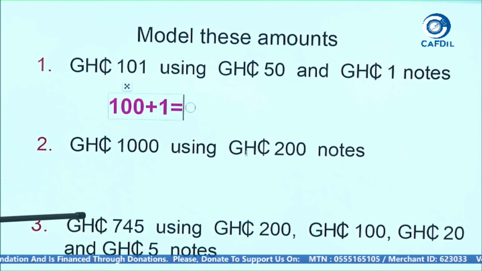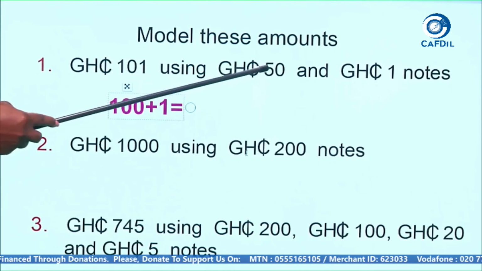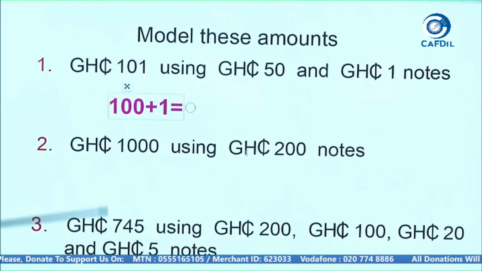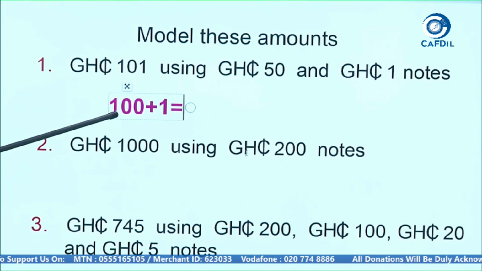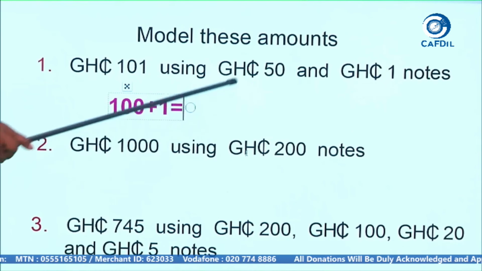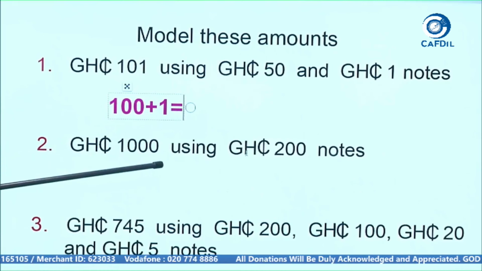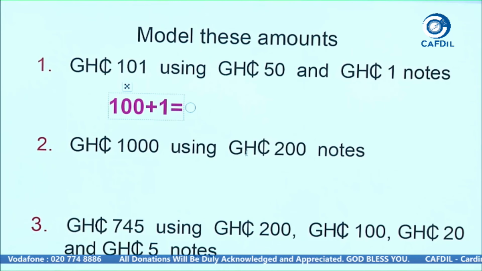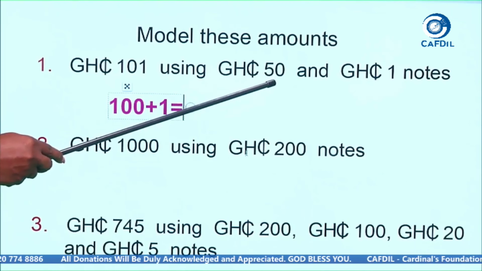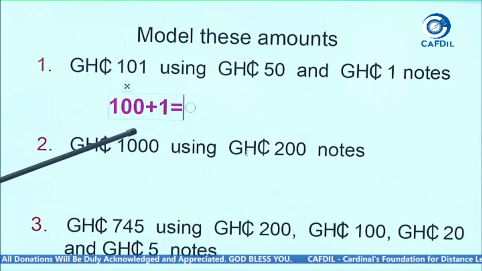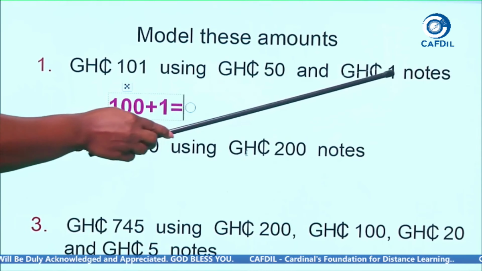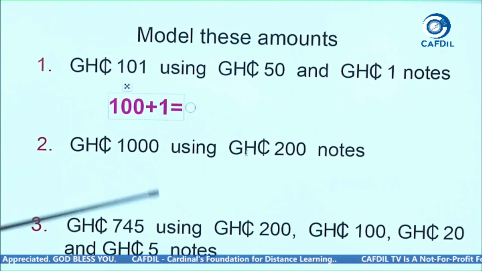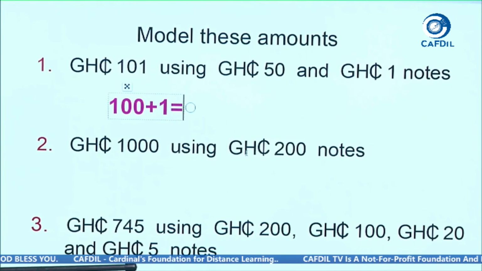All right. I can choose to use 2 of the 50 cedis. Why 2? Yes, this is 100 cedis. So when I multiply 2 by 50 cedis, I will get 100. So I can give the shopkeeper 2 of the 50 cedis notes. And now 2 of the 50 cedis notes will give us 100 cedis. We are not done. It's left with 1 cedi. And I'll just add 1 of the 1 cedi notes to the 2 of the 50 cedis.